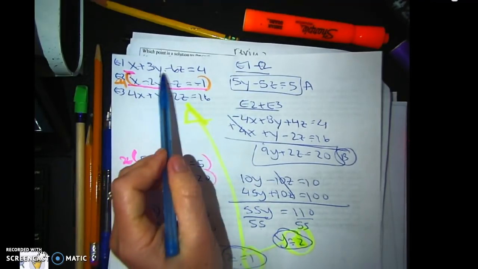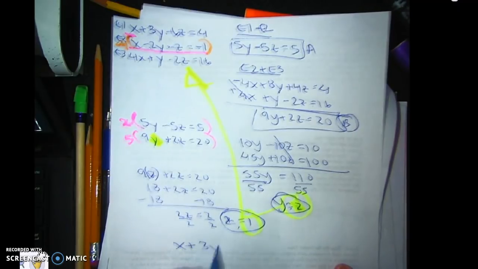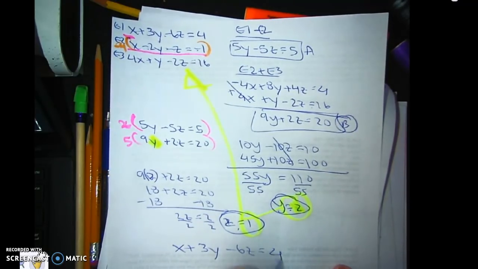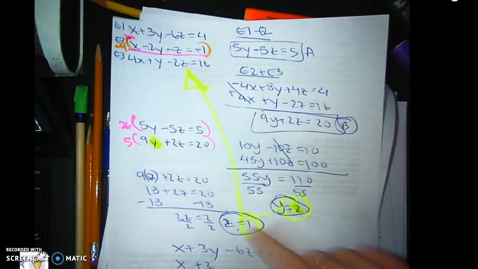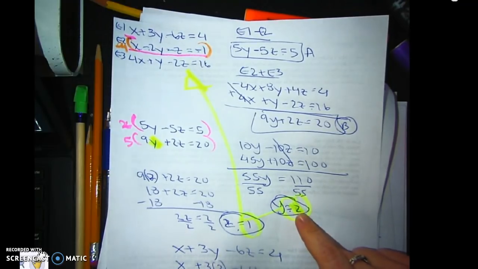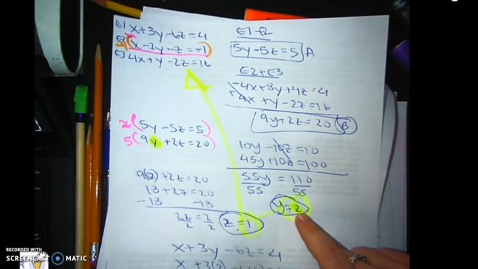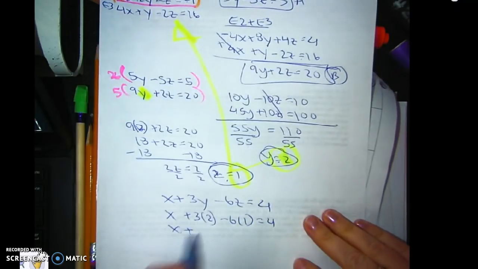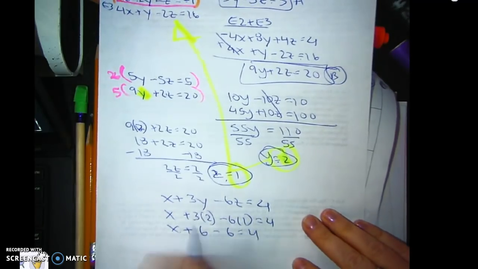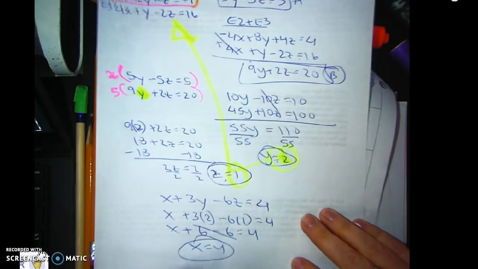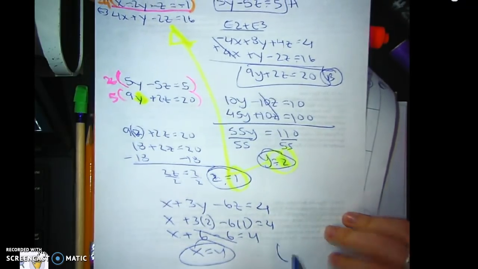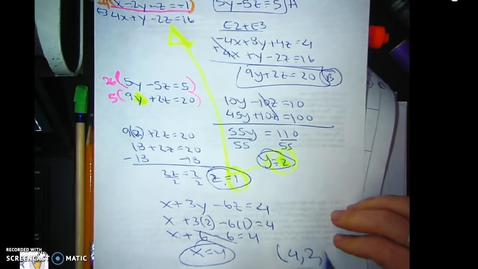I'm going to pick the first equation because I feel like it. So I'll use this one. Let me rewrite it. I don't know my x. My y is 2, my z is 1. x plus 6 minus 6 equals 4. x equals 4. Okay, I know that for now, this is what I'm going to write.